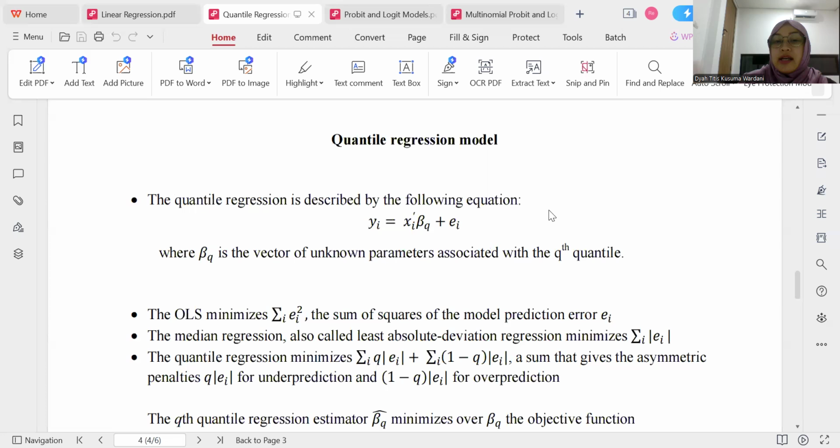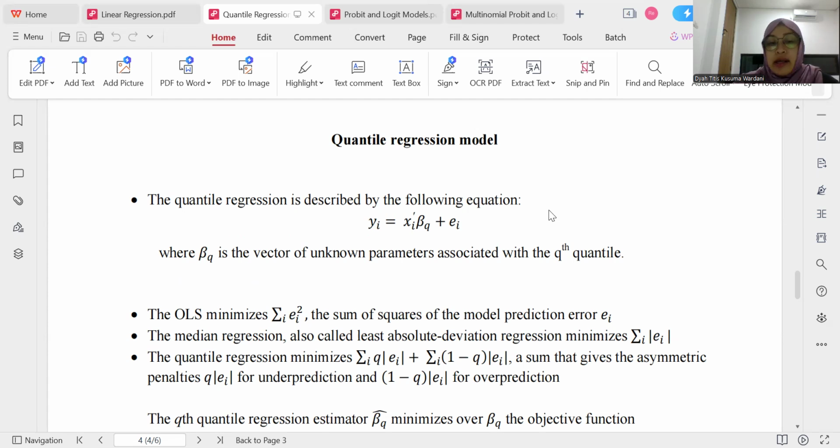Okay, guys, this is the quantile regression model. As you can see here, the quantile regression is described by the following equation: yi is equal to xi transpose beta q plus ei, where e is the error and beta q is the unknown parameter vector associated with the qth quantile.